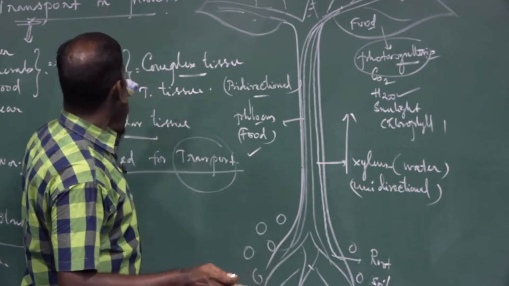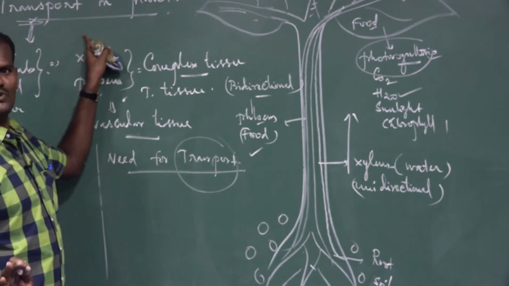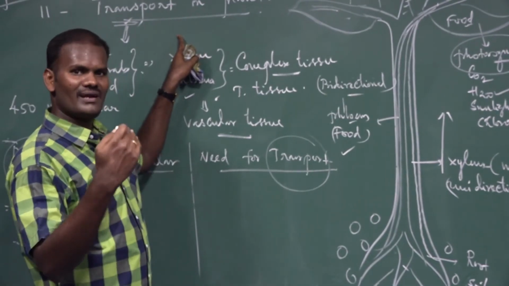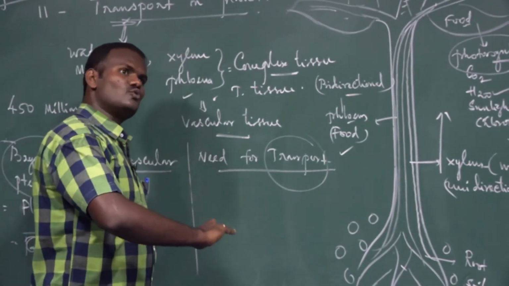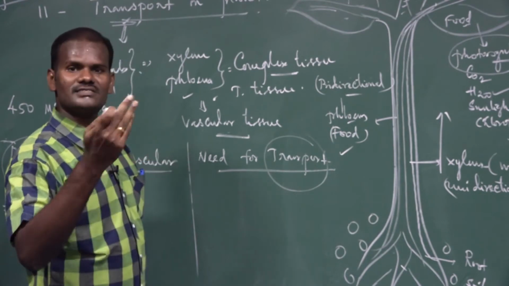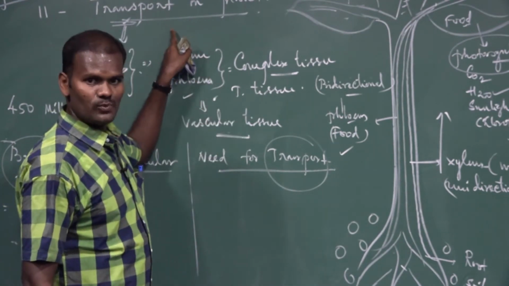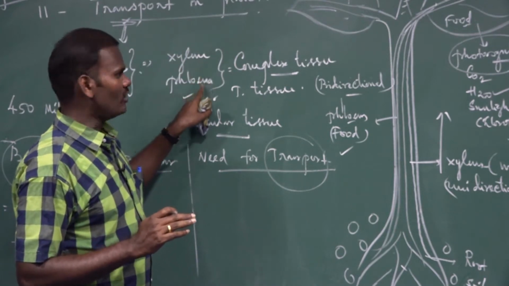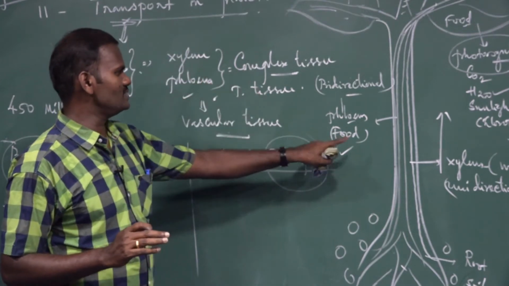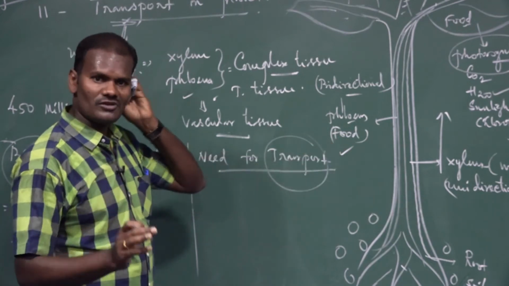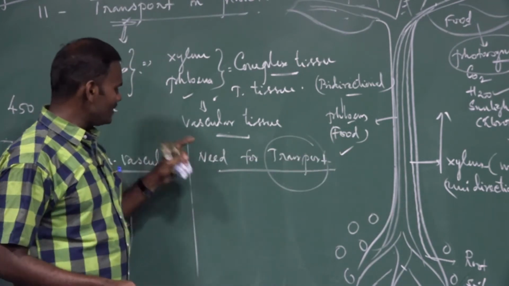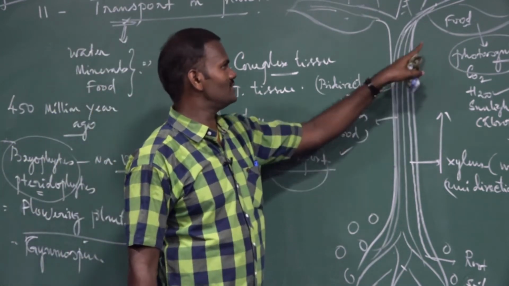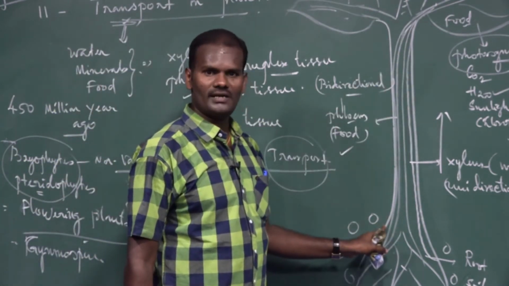Remember, then what is called transport? Transport is nothing but the moving or translocation of water and mineral salts from one region to another region, or to all parts of the plant body. This is called transport. Xylem and phloem, which are complex tissues, play an important role in transport. Xylem is a water conducting element, phloem is a food conducting element. And what is the need for transport? Transport is essential for the synthesis of food material and storage of food materials.